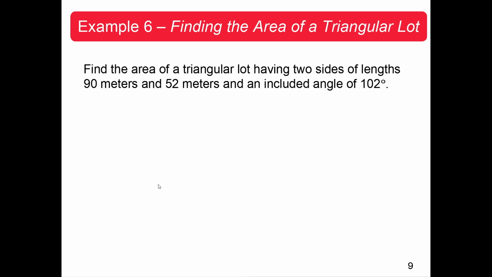Instead, let's take an actual problem out for a spin here. In this case, we want to find the area for a triangular lot having two sides of length 90 meters and 52 meters and an included angle of 102 degrees. So the important part to note here is that because they've said it is an included angle, this is specifically the angle between these two side lengths.